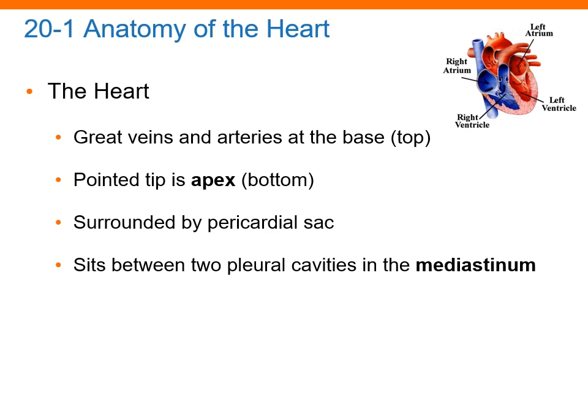The heart is surrounded by something called a pericardial sac. We'll get into that in a little bit more detail. That's not something I focus on a lot because it's important for the function of the heart, but it isn't the major functional unit of the heart, right? The pericardial sac just kind of lubricates the heart. It keeps fluid in there, and it protects the heart. The heart sits between two pleural cavities in the mediastinum. Okay, so between the lungs.